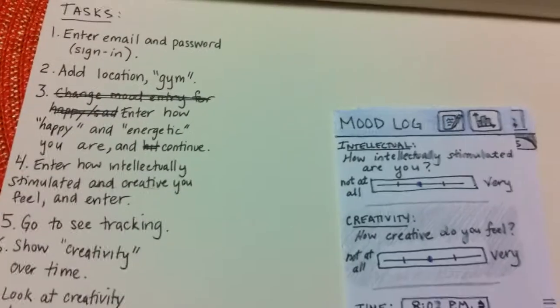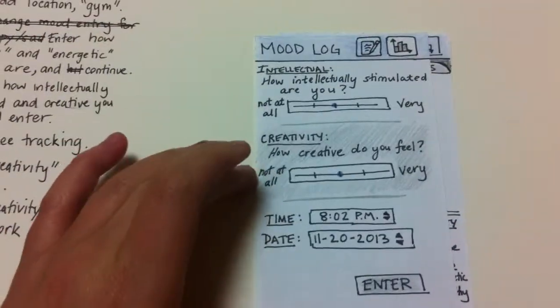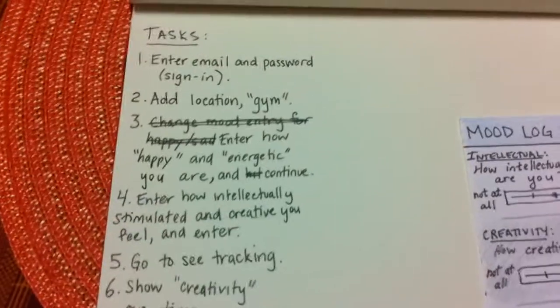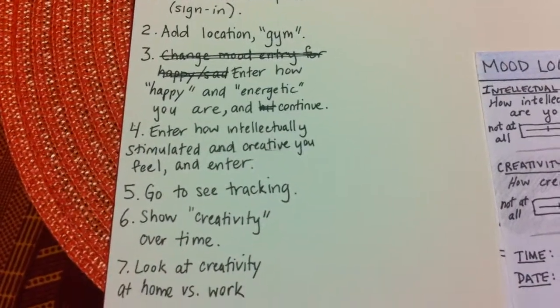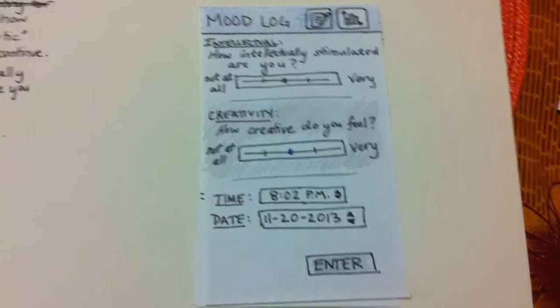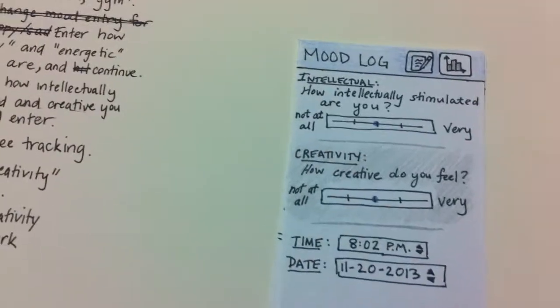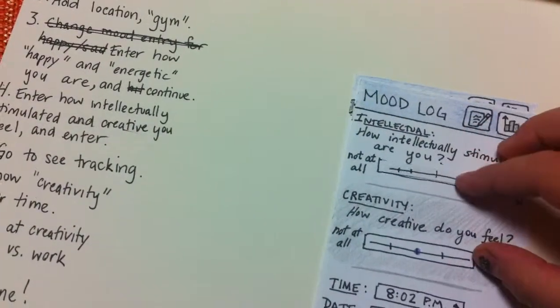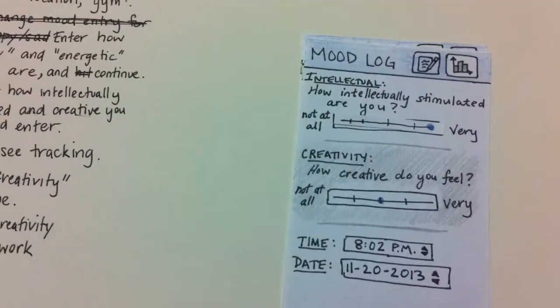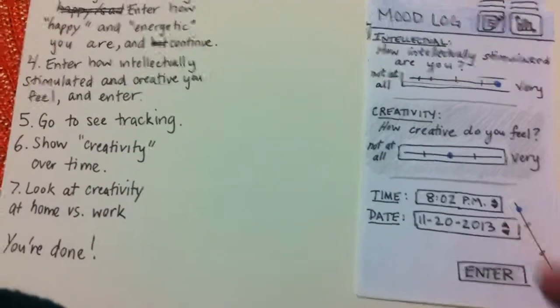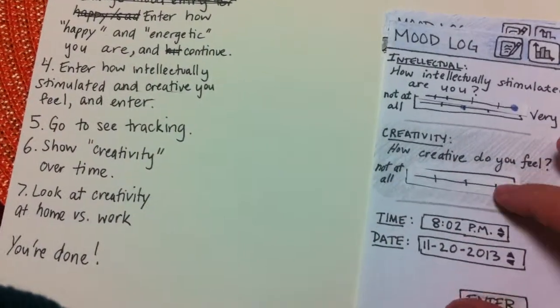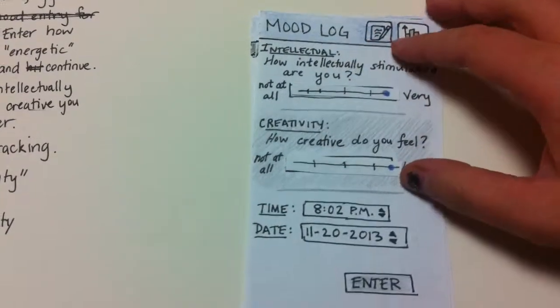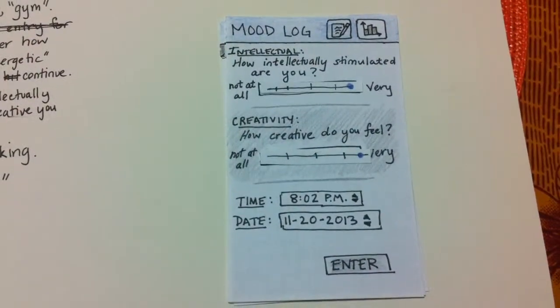Now I go to the next page. And let's see what the next thing is. Enter how intellectually stimulated and creative you feel, and enter. I should say and continue. Anyway. Okay, so how intellectually stimulated am I? Well, I'm feeling pretty intellectually stimulated and also pretty darn creative. I got to play with scissors and stuff. Cool. So, awesome. Now I'm feeling pretty good.